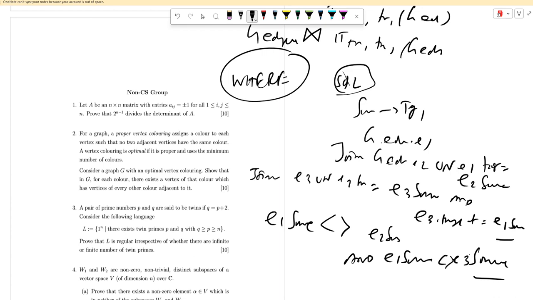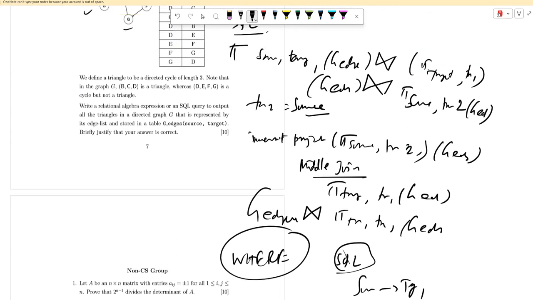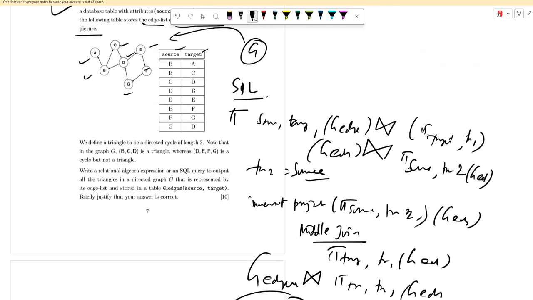So the justification for the correctness of the solution lies in the way the joins and conditions are constructed, by joining G edges with itself 3 times and enforcing the conditions that ensure the edges form a directed cycle of length 3. We can identify the triangle in the given graph, and hence the answer to the question.